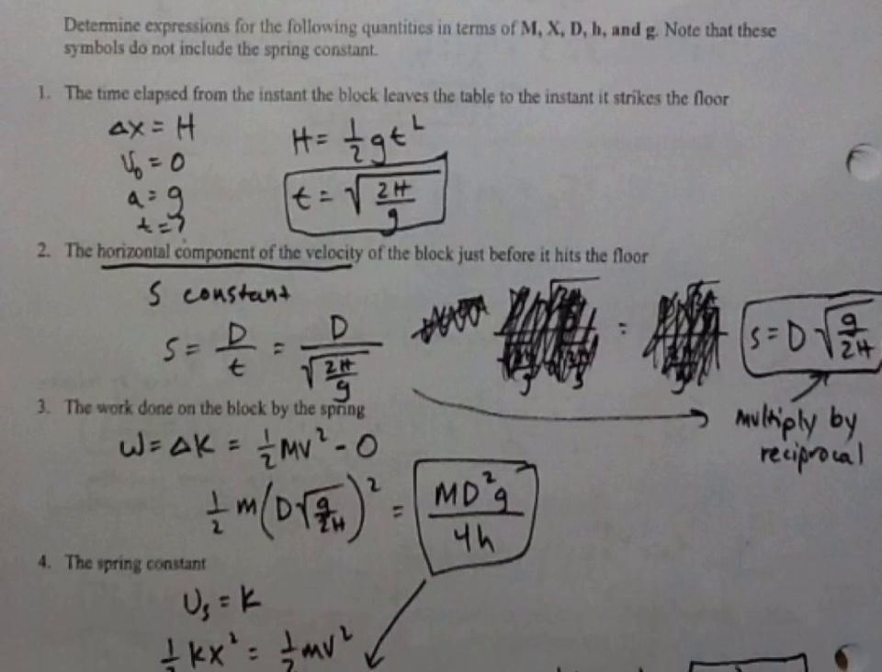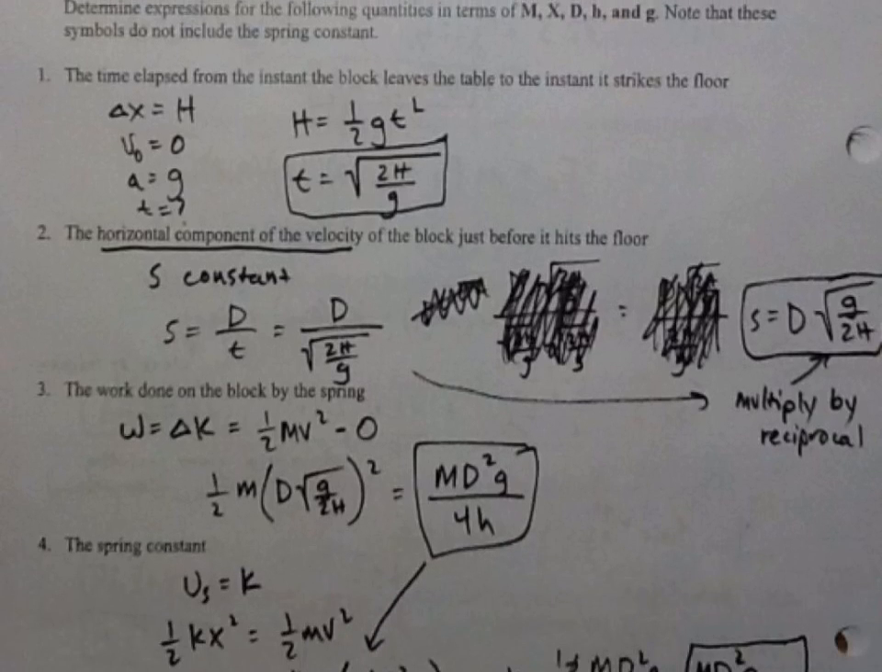For number three here, the work done on the block by the spring. Two equations for work, or two concepts really for work. Work is a change in energy, in this case kinetic energy, because the spring moves horizontally and causes the velocity to change, or force times distance. Now, unfortunately, we don't know force, and that's not one of the variables in the problem, so we're not going to look at that. So we're going to look at a change in kinetic energy.